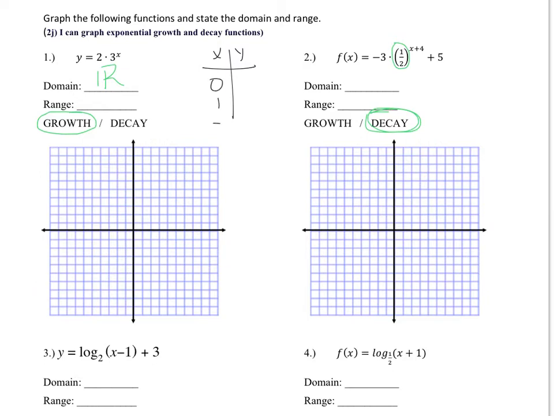Choose 0, 1, -1, just to get a value. 3 to the 0 is 1 times 2 is 2. 3 to the first is 3 times 2 is 6. 3 to the negative first is 1/3, so that would be a value of 2/3. So to get us some values here, again, the size of the graph will limit what we can do. 0 across and 2 up puts us about here.